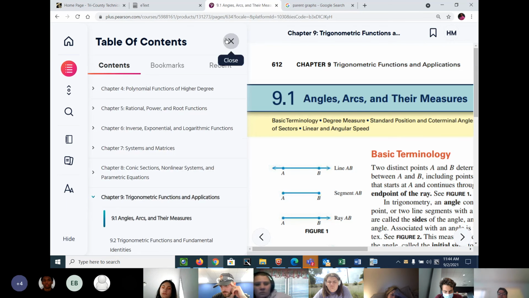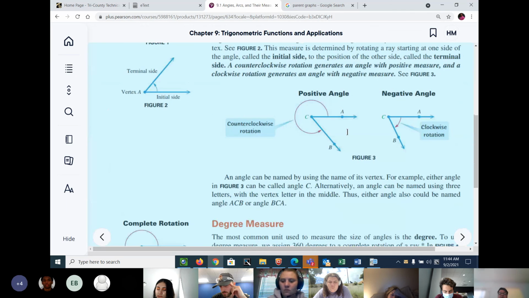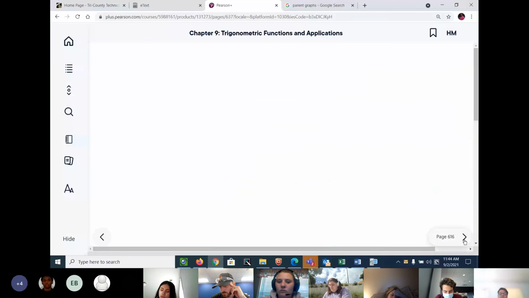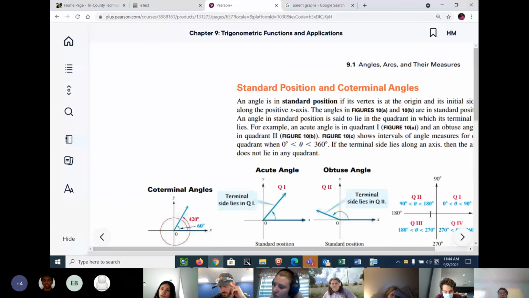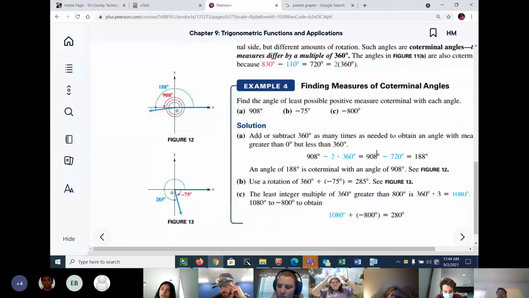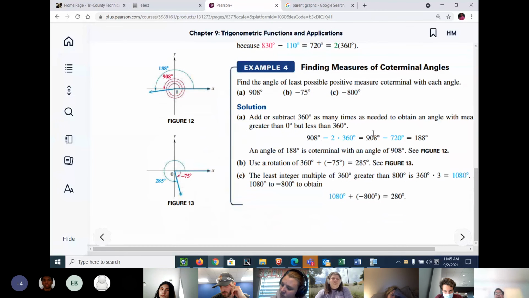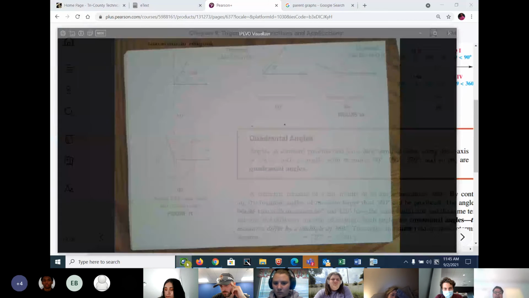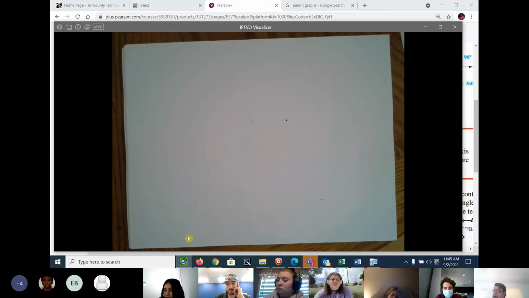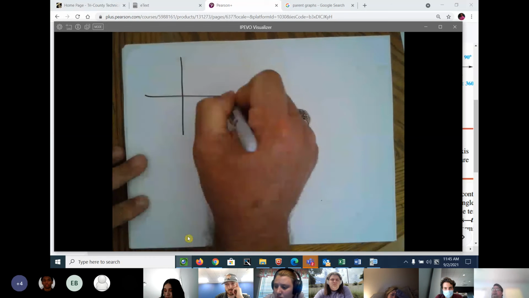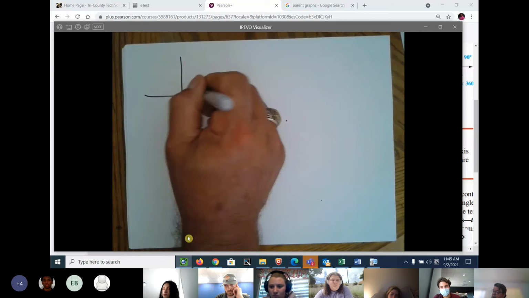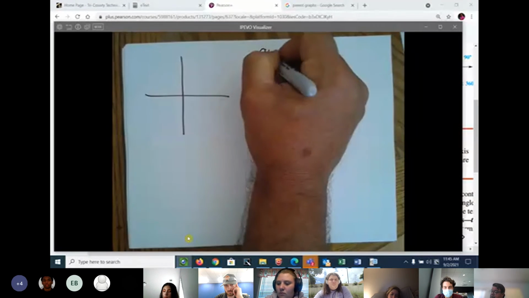And we talked about that. Talked about the quadrants. I'm not really worried about that. Now, let's talk about coterminal. Let's talk about that. 908 degrees. We know, mute your mic, somebody. We hear you breathing, okay? All right. Let's go with 908 degrees.